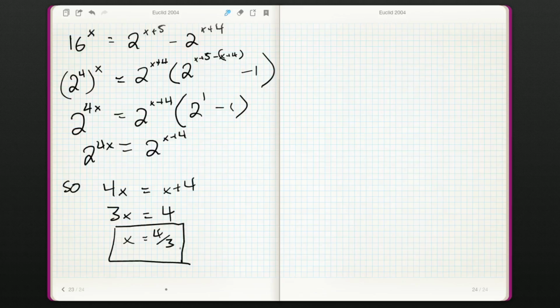If you wanted to, you could even double check, does this actually work? You might plug in x: 16 to the 4/3. If you grab your calculator, 16 to the 4 over 3, I get 40.31 something. I'm going to write that down here just for a second. Not really a nice number. I was expecting something maybe like 8 or something.